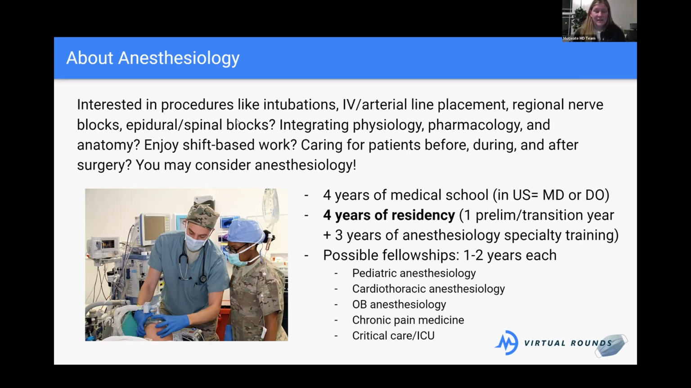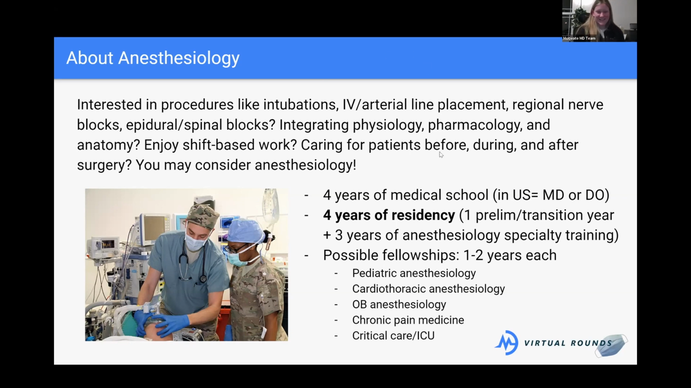And then lastly, another major work setting for anesthesiologists is actually in the ICU, where they're managing people's ventilators and sedation while they're intubated and helping to care for them during really critical sick periods of their life. So that's a little bit about anesthesia.